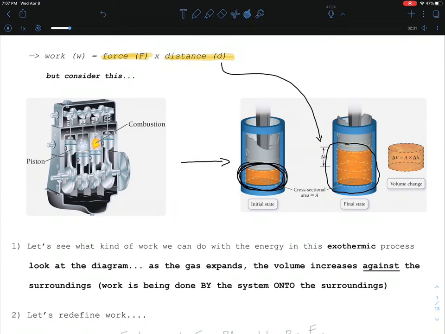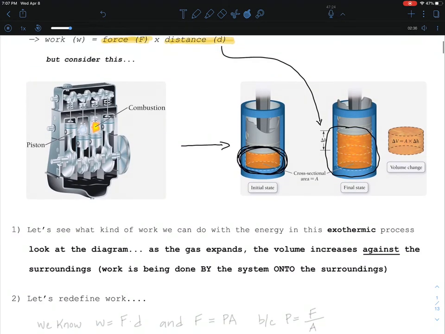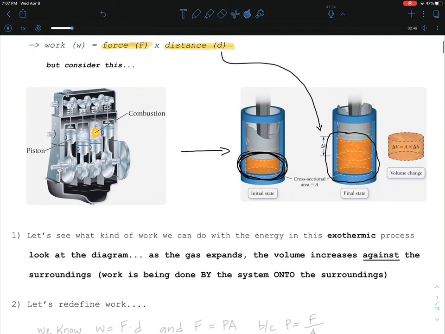So let's just quickly redefine work and take a look, number one, at the fact that we've got an exothermic process here. If you look at the diagram, as the gas expands, that volume is going to increase against the surroundings. So the work is going to be done by the system onto the surroundings. Imagine you are at the gym, right? You're the system. You're expending energy. So work is being done by you onto your surroundings. So if you're that cylinder, and inside there's a reaction happening, it's exothermic, work is being done by the system against the surroundings, pushing the piston up, increasing the height.